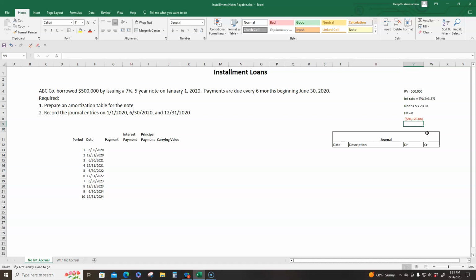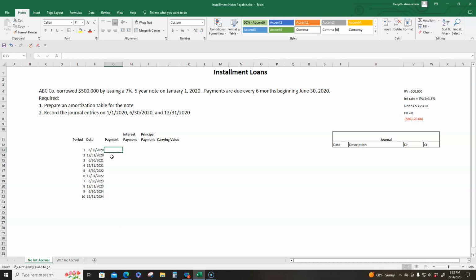So if we make payments of $60,120 and 68 cents, you would have paid off the loan by the end of 5 years. Now let's go ahead and use that number to calculate our amortization table. So the payment is going to be the same every year. I've already got the number of periods as 10 and the dates put in, so your first payment is going to occur on June 30th, 2020.